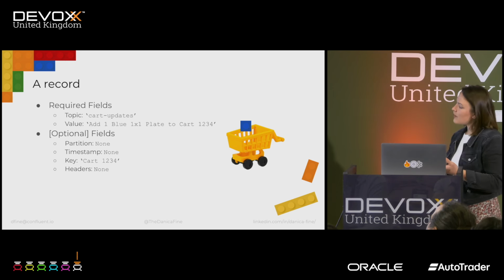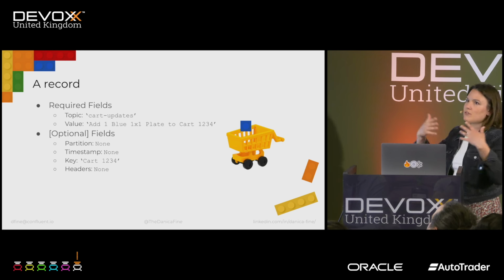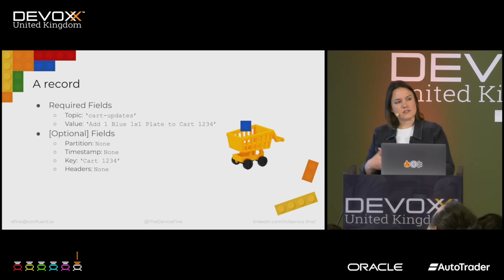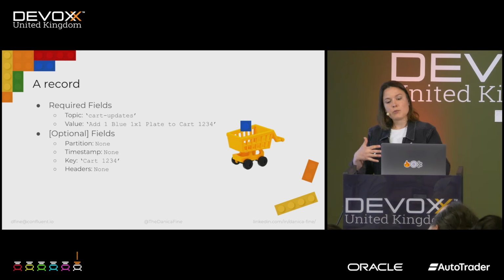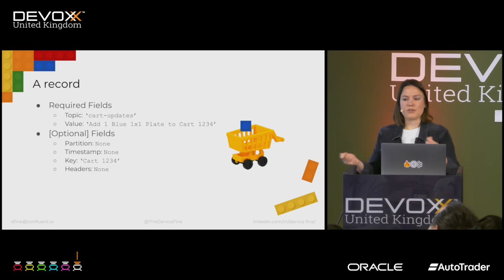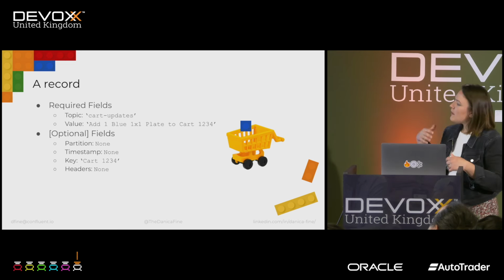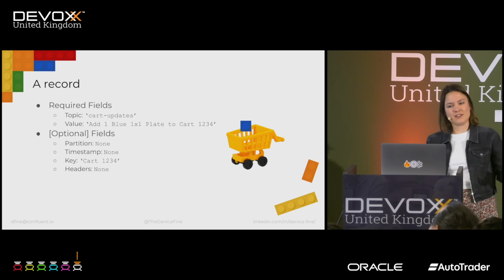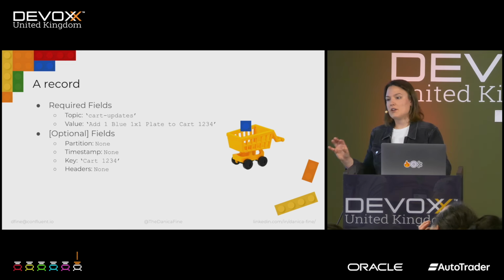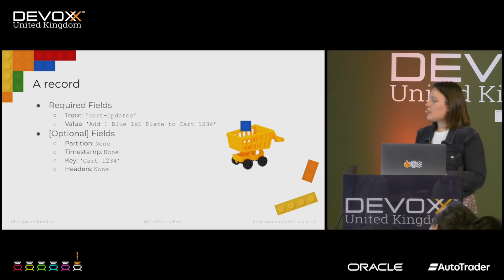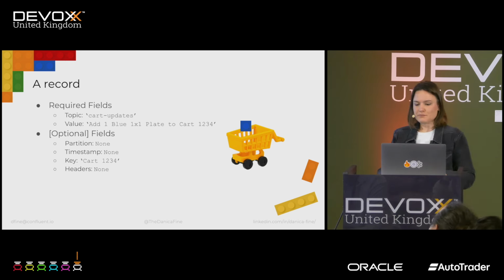And as for keying, I'm trying to envision what sort of use cases I would want with this cart updates data. Maybe I want to understand and start to predict what users need based on what they're doing with their carts. So it would probably be worthwhile to key by the cart ID so that we can understand what individual users are doing over time. So I'm going to choose the key to be cart1234. Headers, I'm not going to add any.